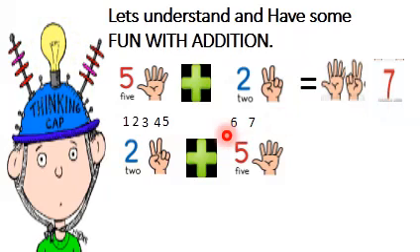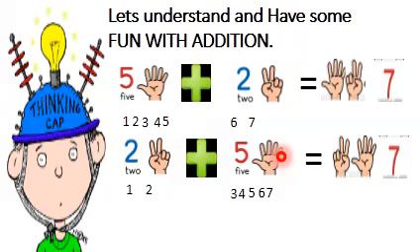Now let us write something else. Oh, what is this? Here there are 2 fingers and here there are 5. So 2 plus 5. When we put 2 and 5 together, what do we say? What do we get now? 1, 2, 3, 4, 5, 6, 7. Excellent. So here we get the answer as 7 again.